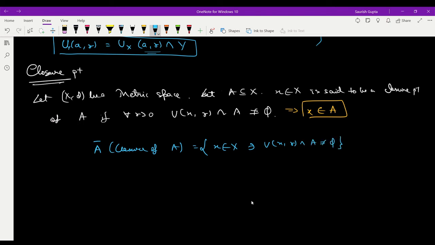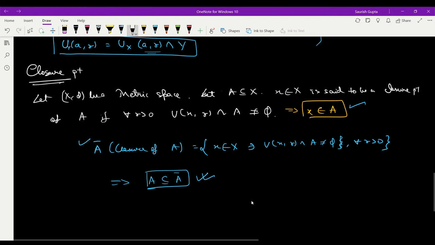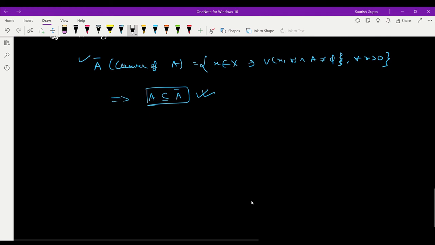Okay, they are closure points for all R greater than 0. So from this statement and from this statement, can we say that A is contained in its closure? Obviously, right? Okay. So let us quickly move on to our next definition, which is the definition of limit points.